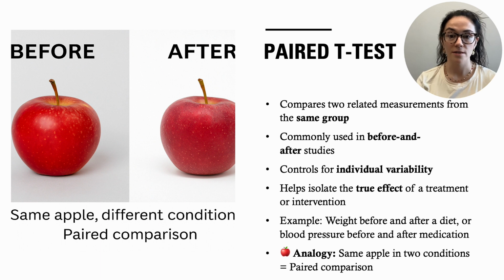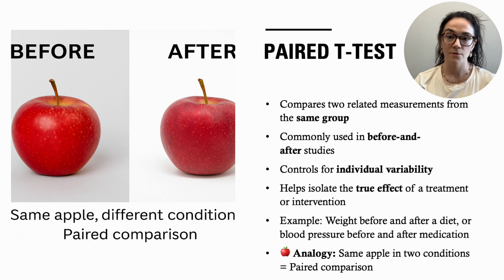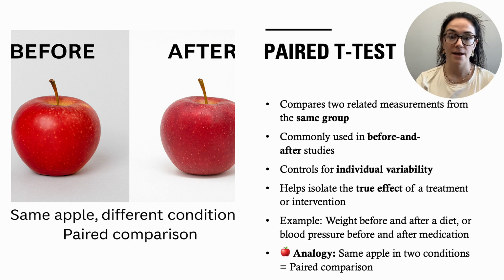One of the biggest strengths of the paired t-test is that it controls for individual variability. Instead of comparing two different people who might differ in dozens of ways we can't easily control for, we compare each person to themselves. This is incredibly powerful because it removes outside noise, things like differences in genetics, lifestyle, or baseline health, that might otherwise confuse the results. By doing that, a paired t-test helps us isolate the true effect of whatever treatment or intervention we're studying.